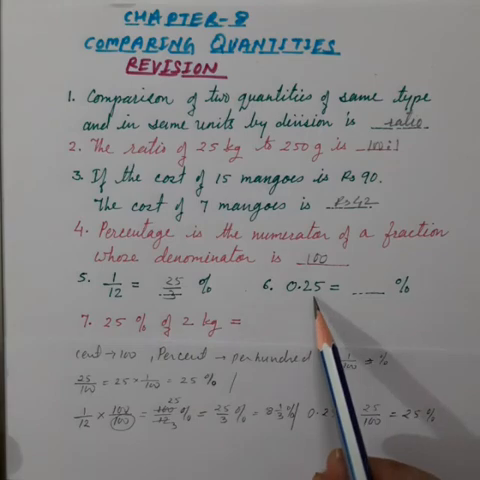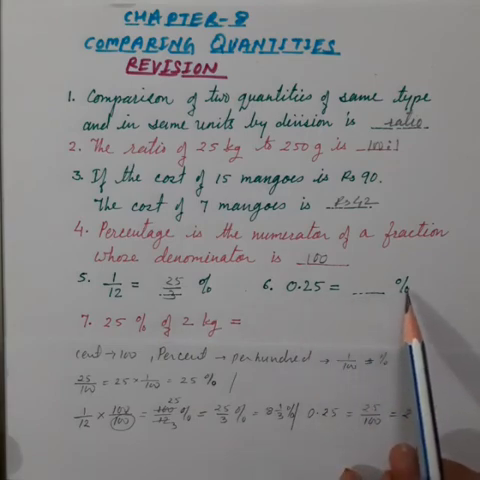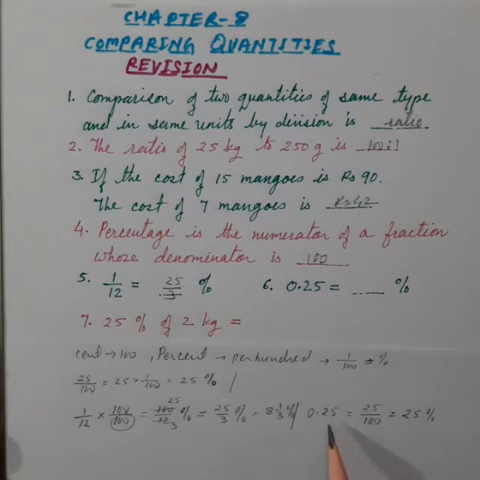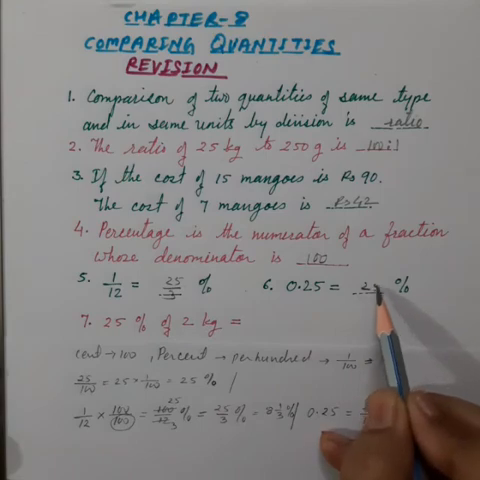Any decimal also we can convert into percentage. This is 25 hundredths because 2 digits are there after decimal point. Write it as a fraction. Now for this 100 in the denominator, write percent sign, and this is the numerator. So it is 25%.